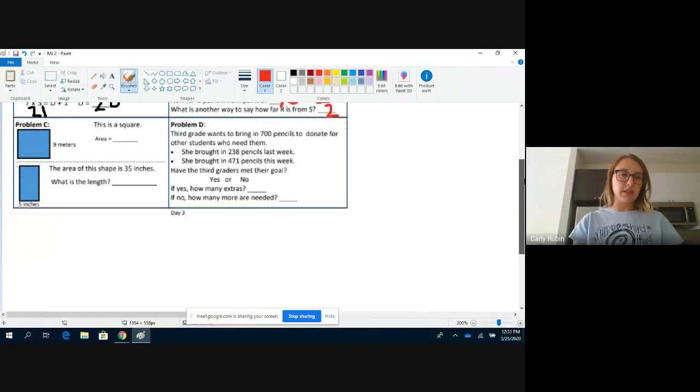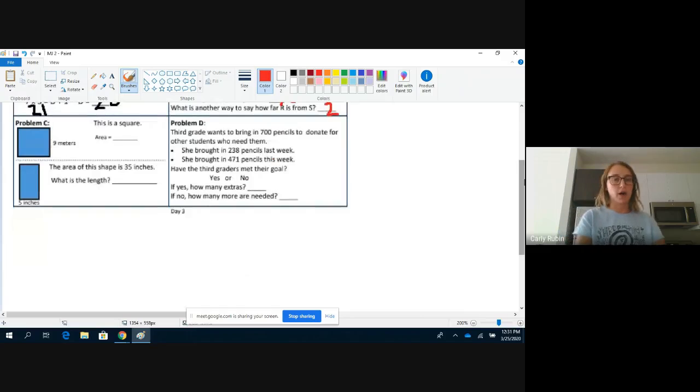All right, moving down, we have some area problems. Problem C. Well, it says this is a square. Well, we know that squares have all equal sides. So if this side is 9, then this side must be 9, this side must be 9, this side must be 9, because squares have all equal sides.